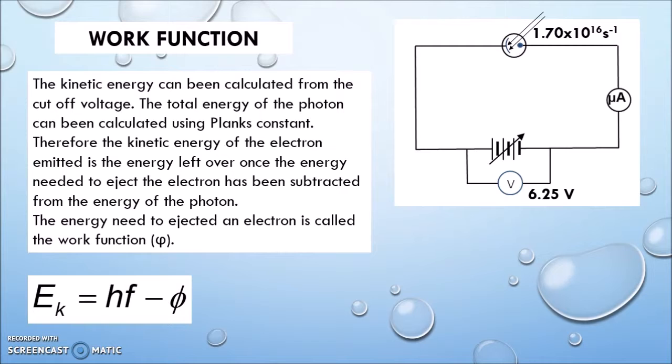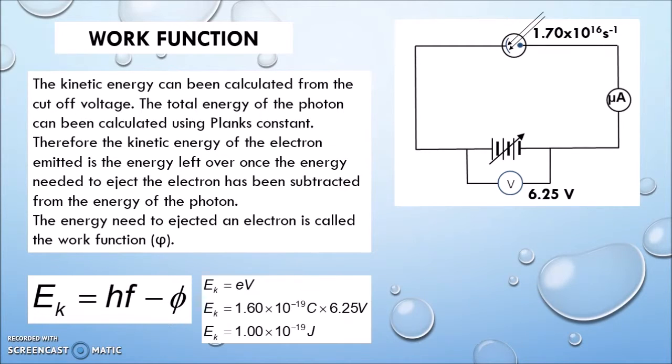Now we can calculate the work function. Well, we can use this equation on the left here. The first thing to calculate the work function is to calculate the kinetic energy of the electron. The kinetic energy of the electron, of course, equals the charge of an electron times the voltage. So for this example up here, the voltage of 6.25 is our stopping voltage, or our cutoff voltage. We multiply it by the charge of the electron, and we find the kinetic energy.